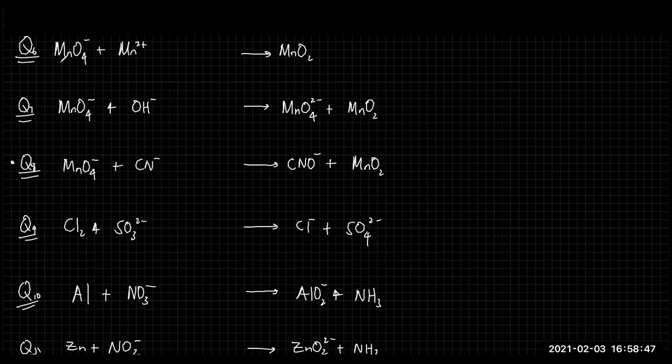Right, 6th question. Okay, what about this one now? Manganese is +7 here, and manganese is +2 here, and manganese is plus 4 here, which is actually called a comproportionation reaction. That means both manganese becoming something else.